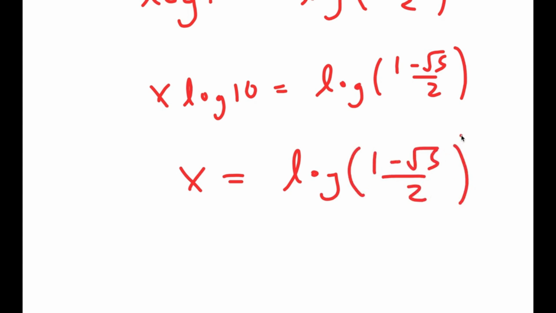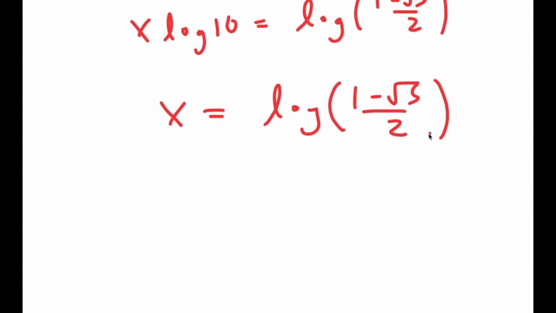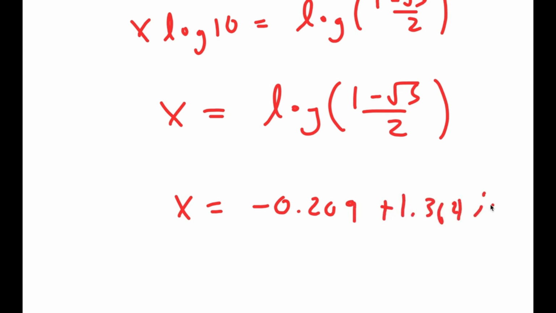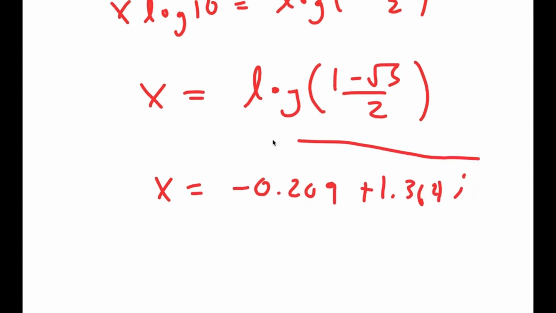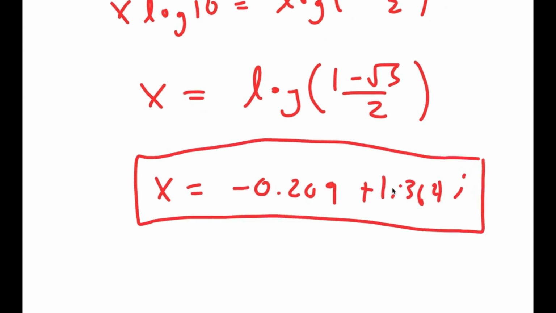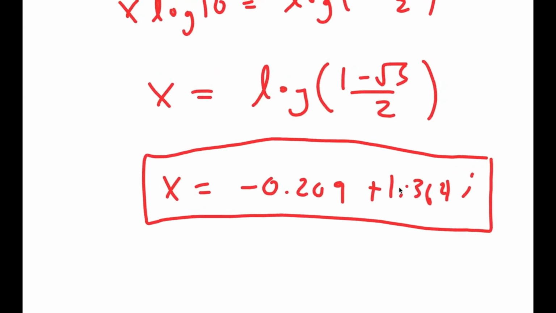Now, the log of 1 minus the square root of 5 over 2, the exact value of this is actually going to be negative 0.209 plus 1.364i. So there is an imaginary number in this. So this is my second solution to this equation.